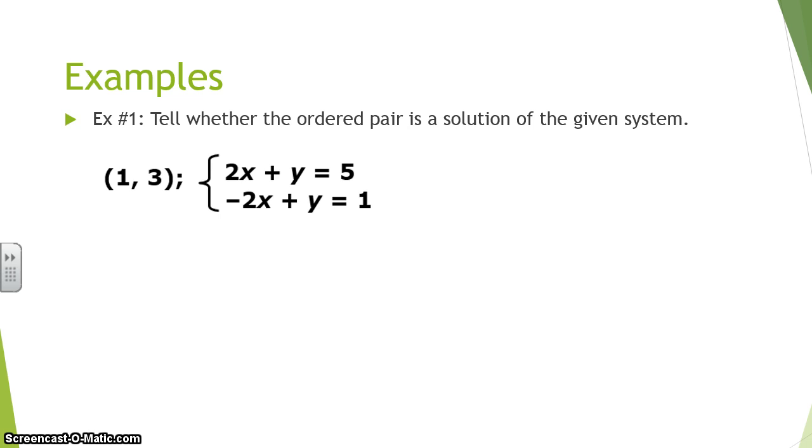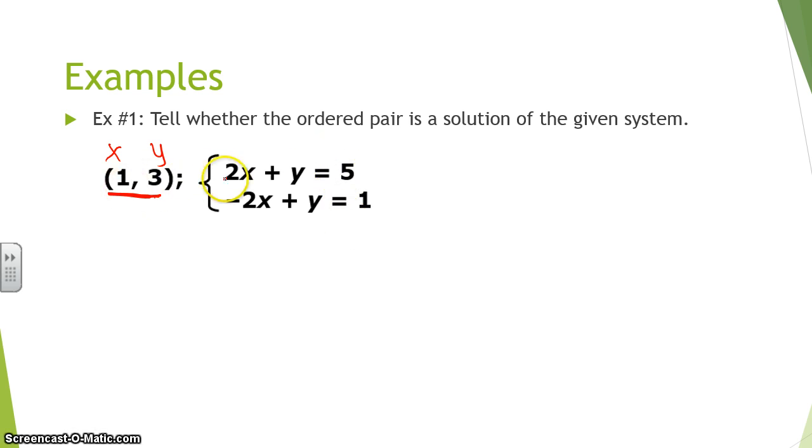Our first example says, tell whether the ordered pair is a solution to the given system. Notice I'm given an ordered pair, (1, 3), and in this bracket we have two equations, 2x + y = 5 and -2x + y = 1. What we're trying to determine is, when we plug in 1 for x and 3 for y into each of these equations, is it going to be true?